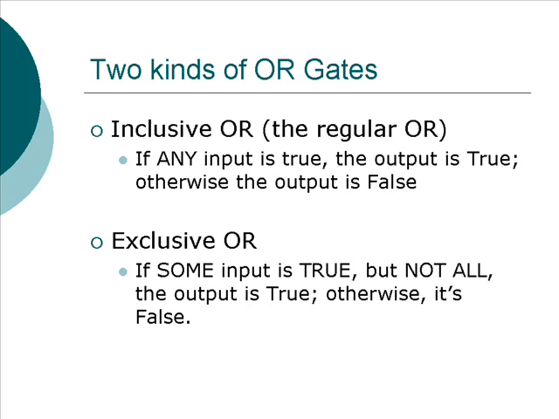Back when we did the AND gate, you probably surmised that there was such a thing as an OR gate, and you'd be right, except that there's actually two different kinds of OR gates. There's an inclusive OR and an exclusive OR, or XOR, as we call it. For an inclusive OR, if any input is true, then the output is true. Otherwise, the output is false. But for an exclusive OR, if some input is true, but not all of them, then the output is true. Otherwise, it's false. And we'll make this much more clear when we look at the truth table.